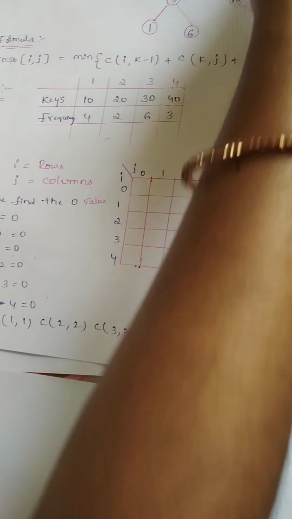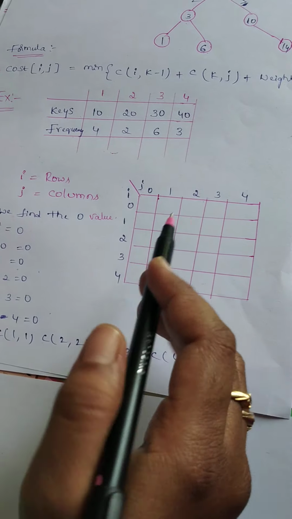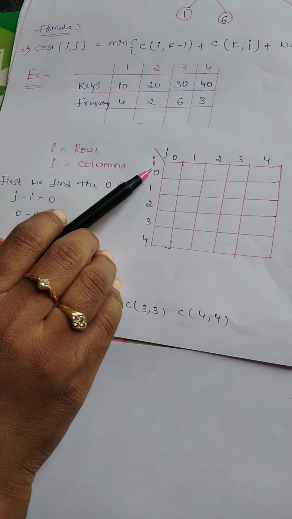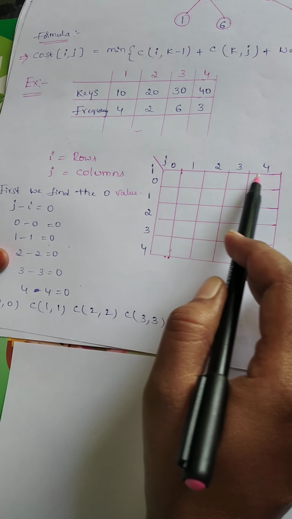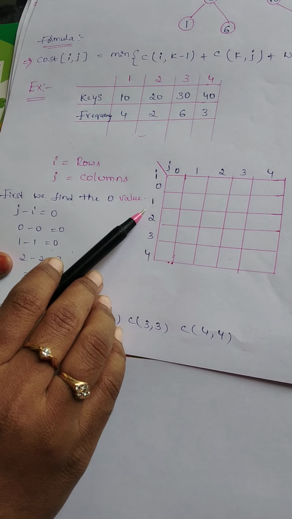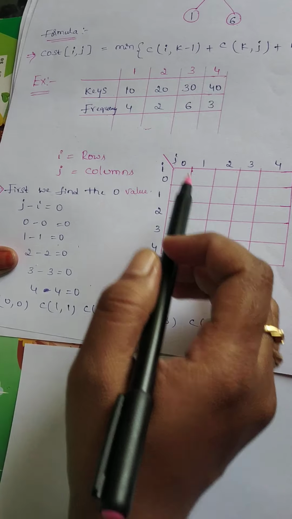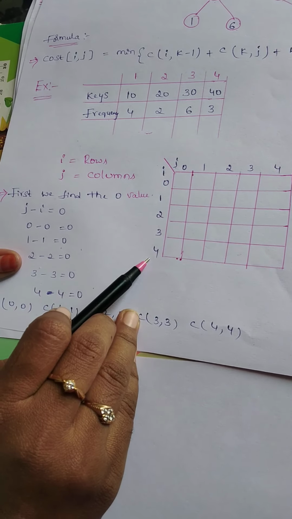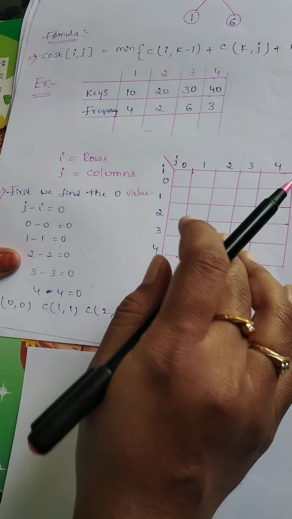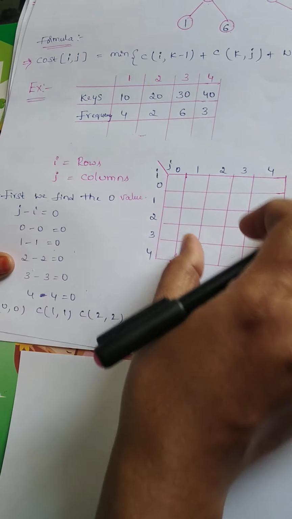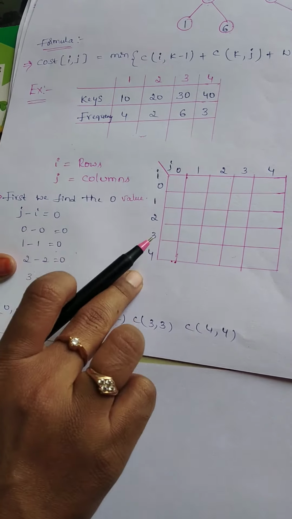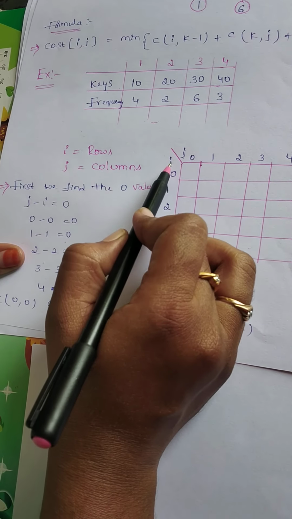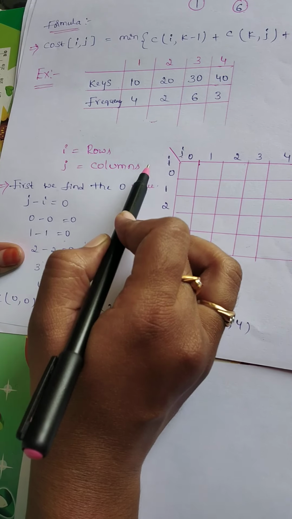So we are taking one box here and we put the values in this box. The rows are 0, 1, 2, 3, 4 and the columns are 0, 1, 2, 3, 4. Here only 4 keys are there, but I am taking 0 to 4. There are 5 indices. Why? Because we are applying this formula. We are taking 0 to 4 and 0 to 4. Here i means rows and j means columns.